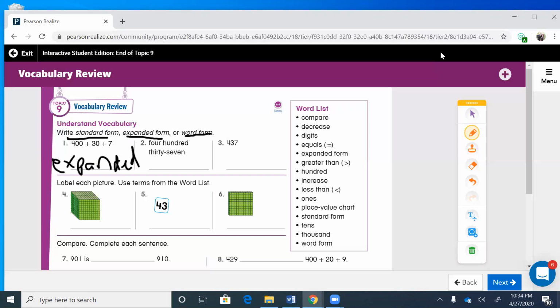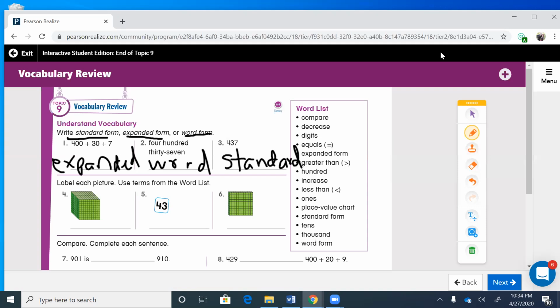437. Is that standard form or word form? You got it, word form, because they are words. 437 has to be standard form. Standard, that is the way we always write our numbers. So most of the time, if you are doing a math problem, you will be using standard form, and that's what you're used to seeing.